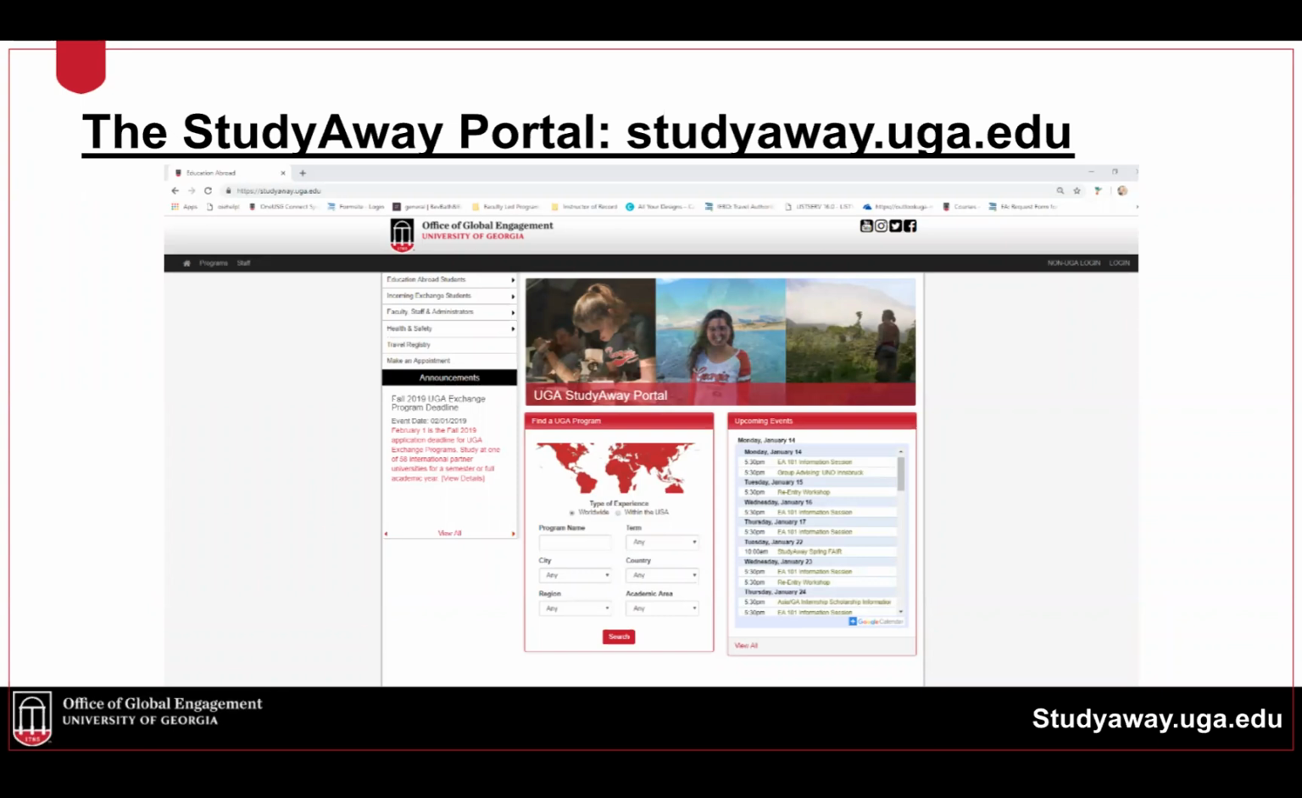Before we really dive into those main topics, I do want to quickly familiarize everyone with the Study Away portal, which will be referenced throughout this presentation. The Study Away portal is our one-stop shop here at the University of Georgia for finding study abroad programs, domestic field study programs, learning about things that are going on in our office, signing up for advising, and even information for faculty, staff, and administrators who are involved in running Study Away programming. Our website is StudyAway or can be accessed at studyaway.uga.edu, and this is a screenshot of our homepage.